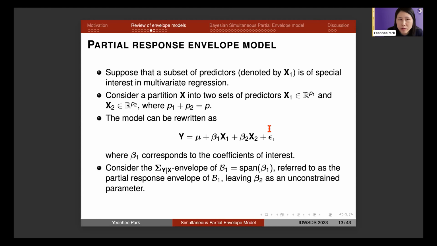In the multivariate regression, we may have a subset of certain predictors we are interested in. We denote this by x1. So we can consider a partition of x into two sets of predictors, x1 and x2, and we can write down our model with this equation. So we want to apply the envelope idea to increase the efficiency gain for beta 1, and that is called the partial response envelope. So here we leave beta 2 as unconstrained parameters.